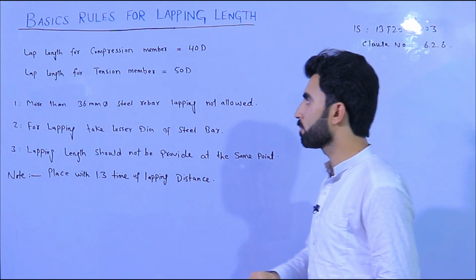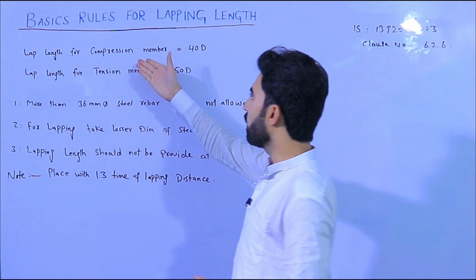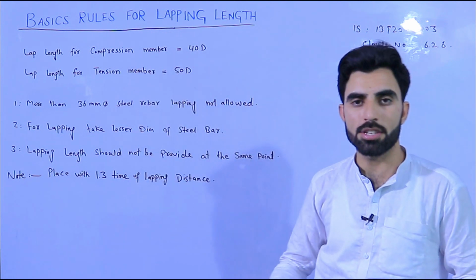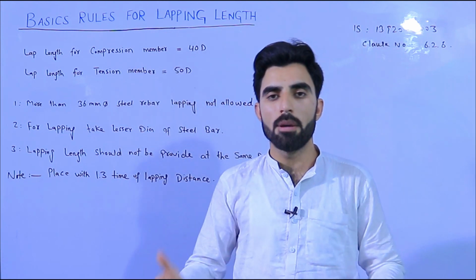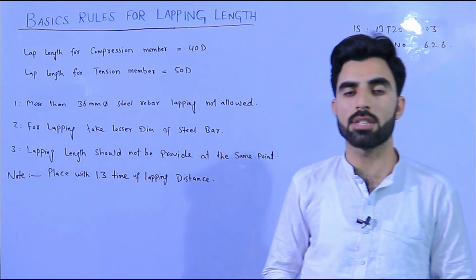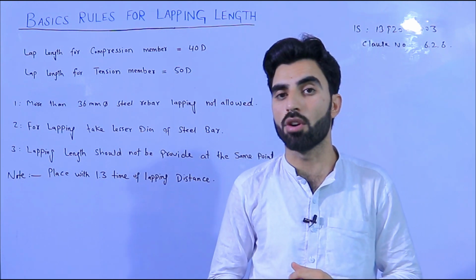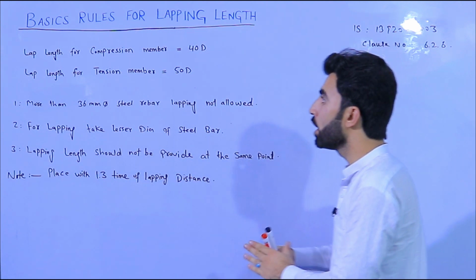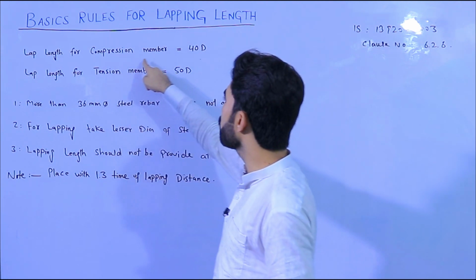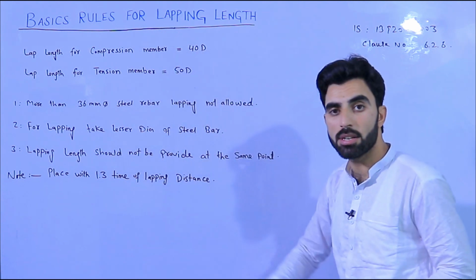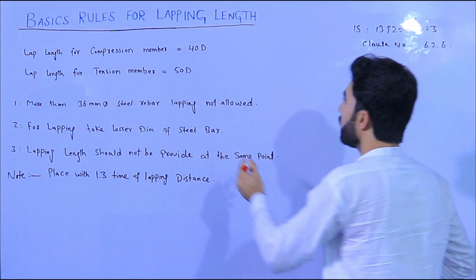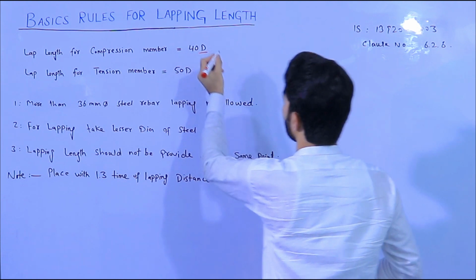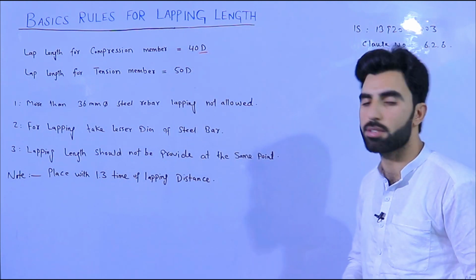Guys, the first one, as you know, we have a compression member in RCC structure, that is the column. Many students are asking, sir, what is the formula for lapping length, especially for an RCC column? So guys, an RCC column is a compression member, and the lapping length for a compression member is 40D. Where D is the diameter of the steel bar which you are using in longitudinal bars.